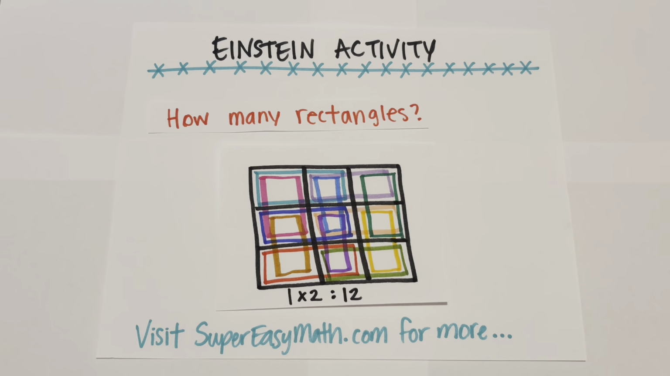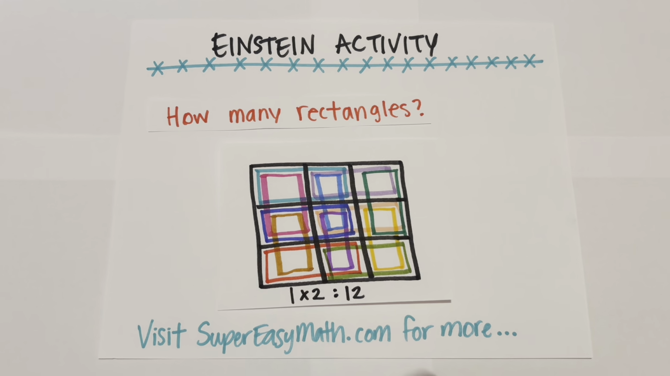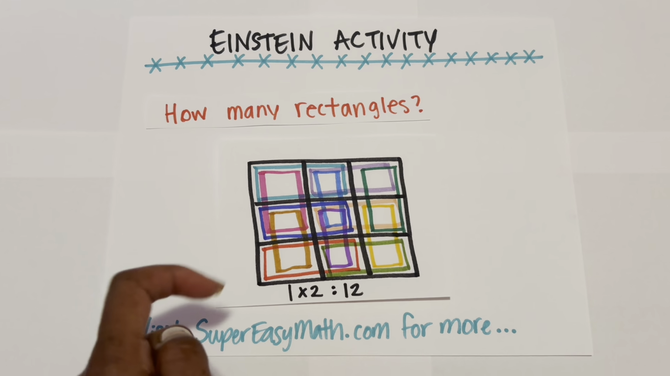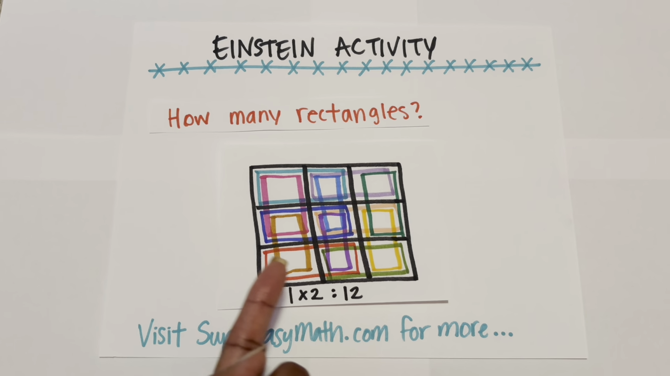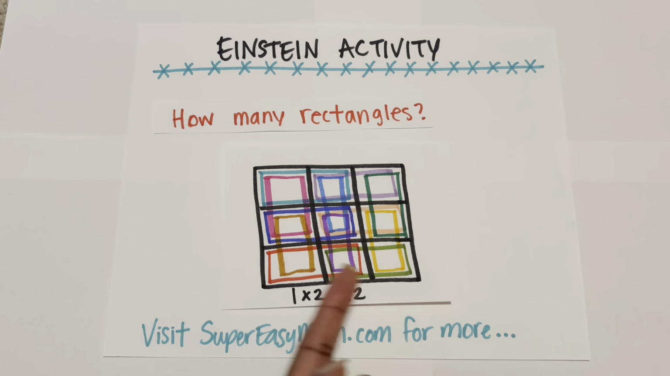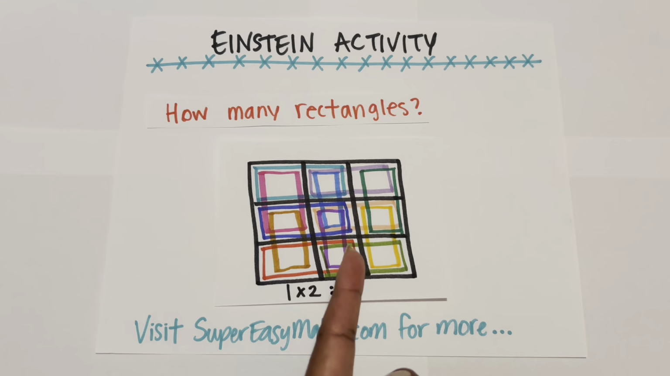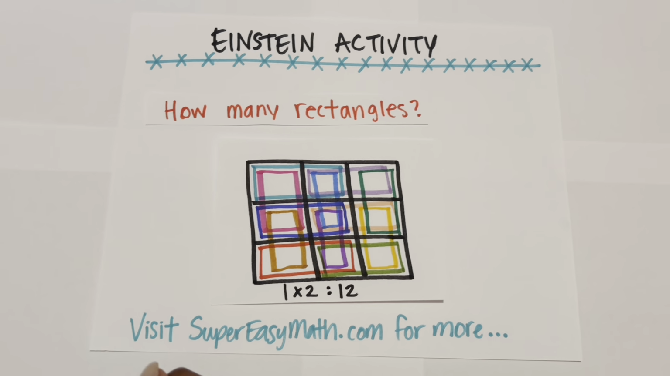Last but not least, we have 12 1x2 rectangles. So those are outlined by the 2 squares that are next to each other, going horizontally as well as vertically. So we have a red rectangle that outlines the rectangle formed by these 2 squares, and then we have the green rectangle that outlines the 2 here, and this pattern repeats all throughout.